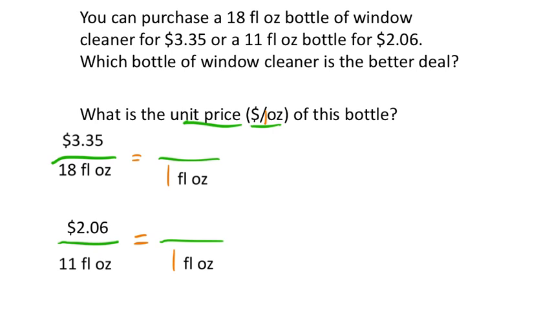I'm going to start with the top one, 3.35 divided by 18. Now it gives me a pretty ugly decimal. That's no problem. I'm going to round it to my nearest penny. I got 0.186. The 6 is going to add 1 to the 8, making that 0.19. And of course, the label is in dollars. Next, 2.06 divided by 11, enter.